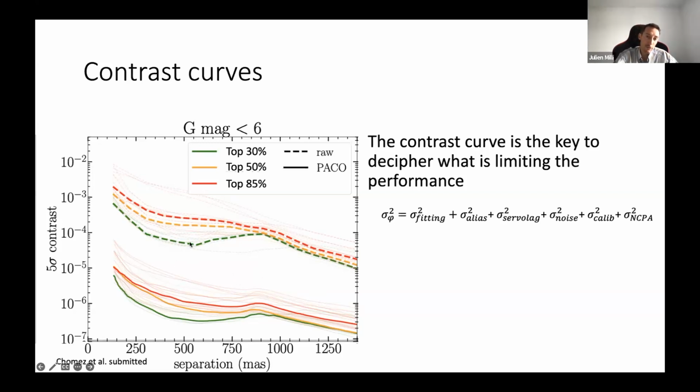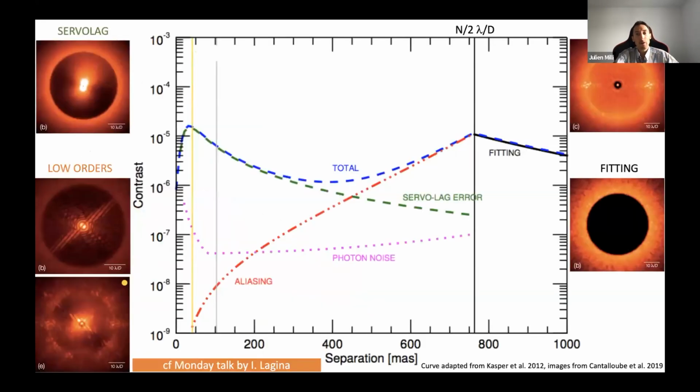And actually, the shape of this curve really tells you what type of error dominates. And I will explain that here, where we've split the various error terms. So the top curve that you see, if you see my mouse here, the total blue curve is your contrast curve. And we've decomposed various terms.